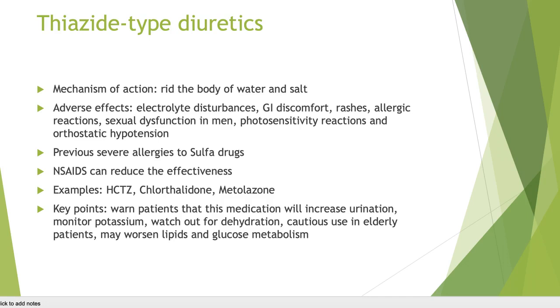Examples of these medications are hydrochlorothiazide, chlorthalidone, and metolazone. Key points: warn your patient that this medication will increase urination. You want to monitor patients' potassium levels. Watch out for dehydration. You need to use it cautiously in elderly patients. And again, these medications may worsen lipids and glucose metabolism.